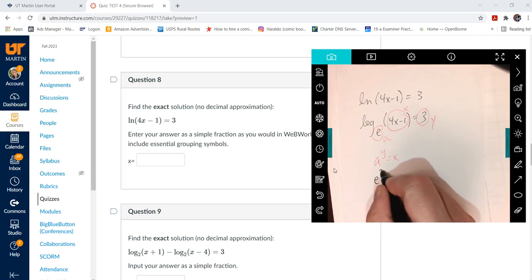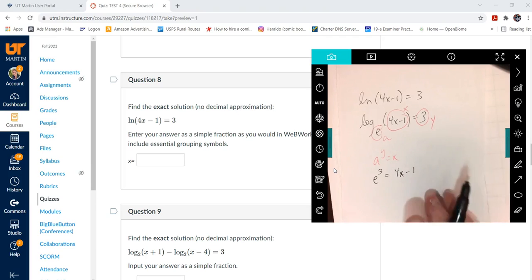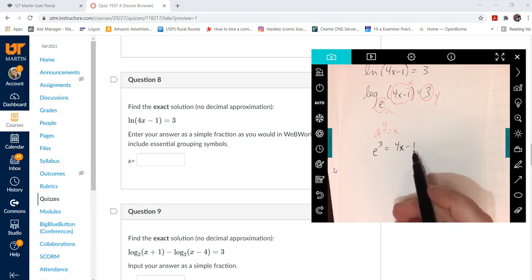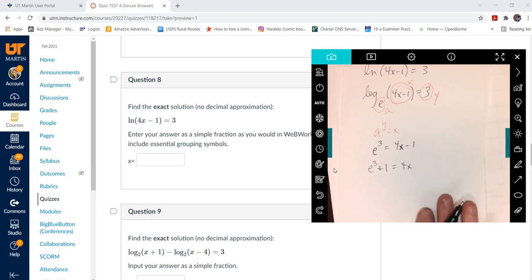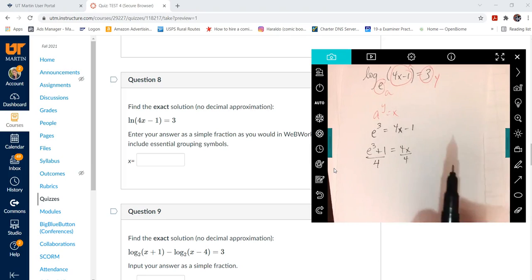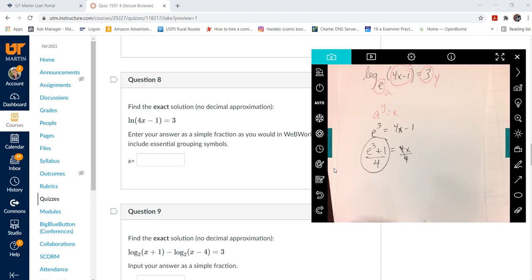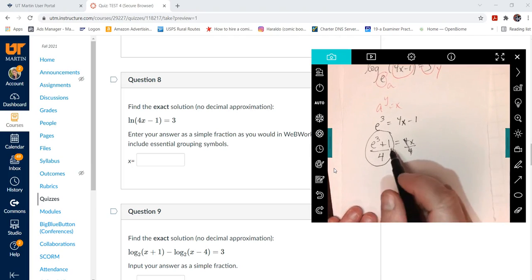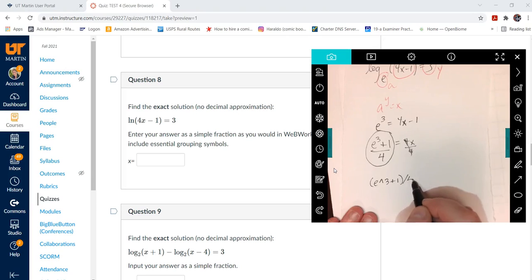So it's going to give me e cubed equals 4x minus 1. Now I need to solve this for x. So to get x by itself, I'm going to add 1 to both sides. And then finally, to solve for x, I'm going to divide both sides by 4. Now it says to give your answer as a simple fraction, and that is a simple fraction. Now if I was going to put this into WebWork, the numerator has more than one term, so I need to have it inside parentheses. That is my exact answer.